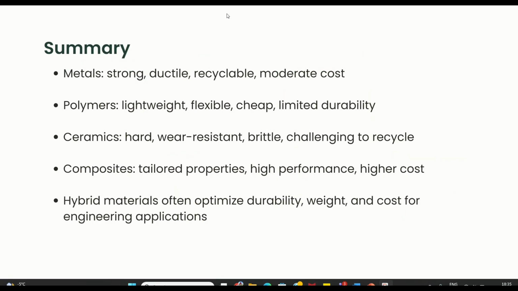As a summary, metals are strong, ductile, and recyclable. Polymers are lightweight and cheap, but may have limited durability. Ceramics are extremely hard and wear resistant, but brittle and hard to recycle. Composites provide tailored high performance but come with higher costs and recyclability challenges. Choosing the right material depends on balancing material needs, environmental impacts, and economic factors.